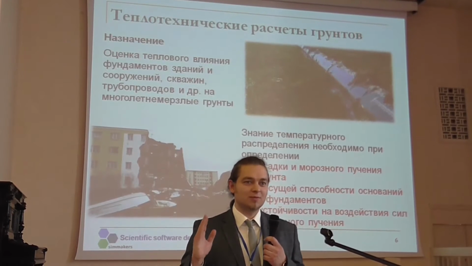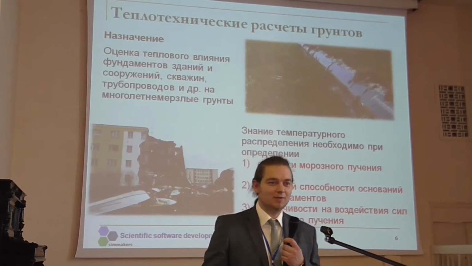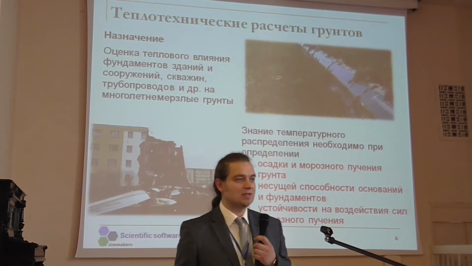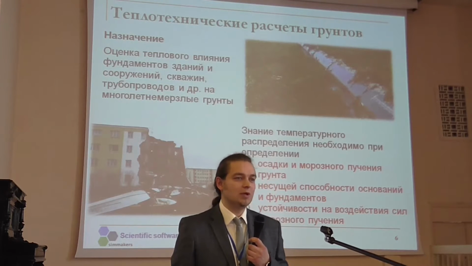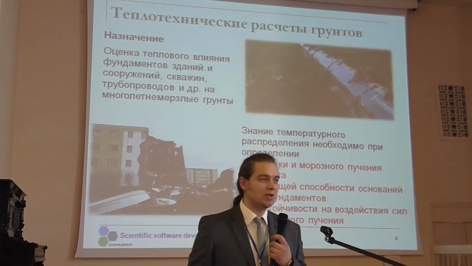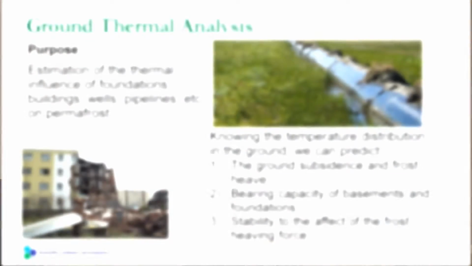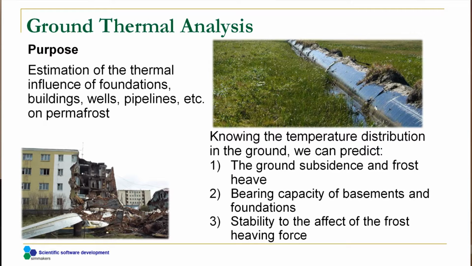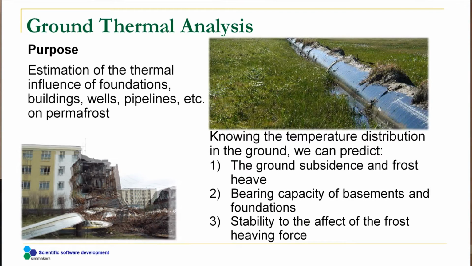In the construction of buildings on permafrost, there is a risk of ground melting under the thermal influence of buildings, foundations, pipelines, and any other facility that is located on the frozen ground. As a result of ground melting, the disasters as shown in the pictures may occur, i.e. damaged pipelines, buildings, etc. Knowing the temperature distribution in the ground, we can predict the ground subsidence, frost heave, bearing capacity of structures, etc.